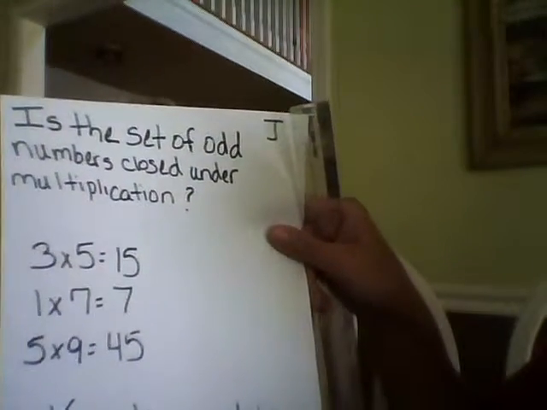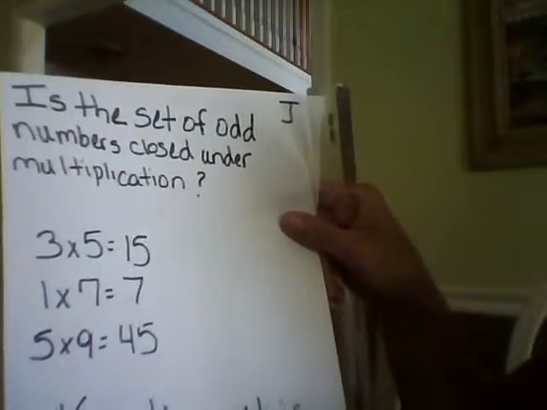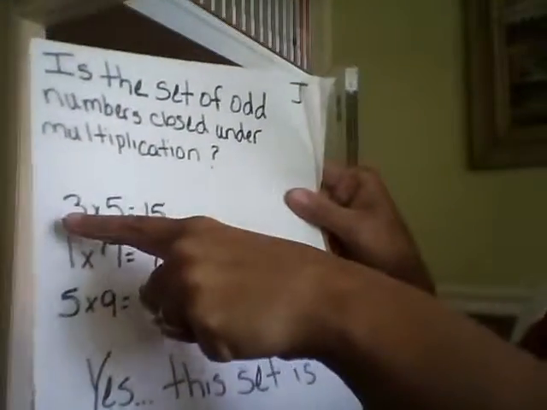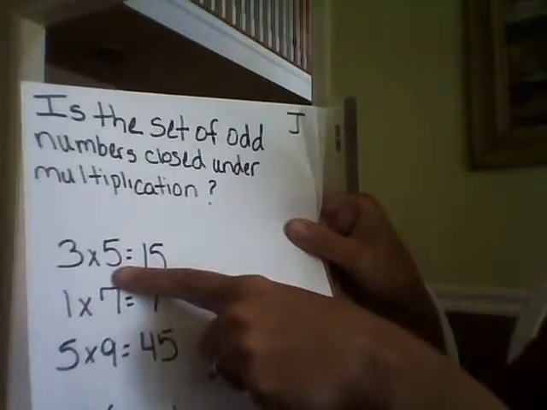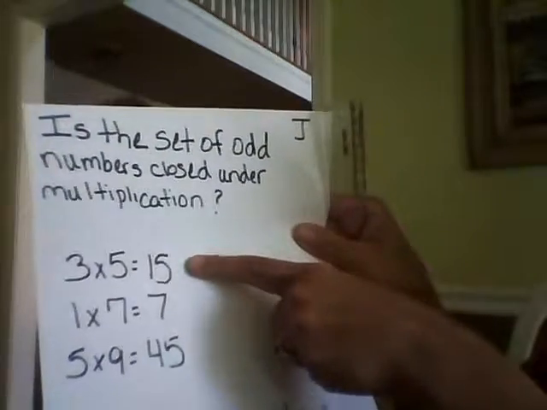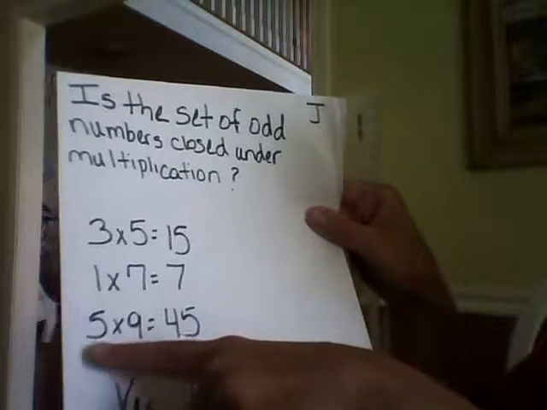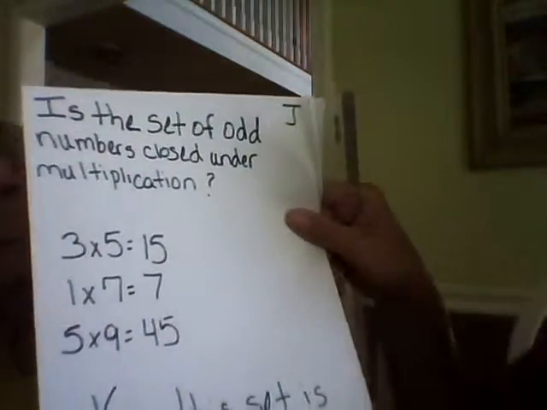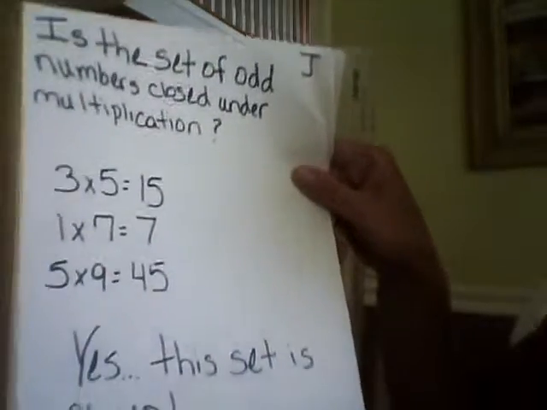And for the last one, it wanted to know about odd numbers. It says, is the set of odd numbers closed under multiplication? 3, which is odd, times 5, which is another odd number, equals 15. All odd, so it's a closed set. There's another example, and another example: 5 times 9 is 45. So yes, the set of odd numbers is closed under multiplication.